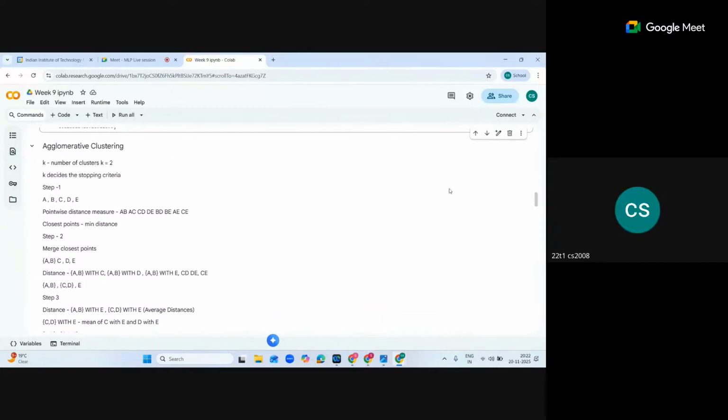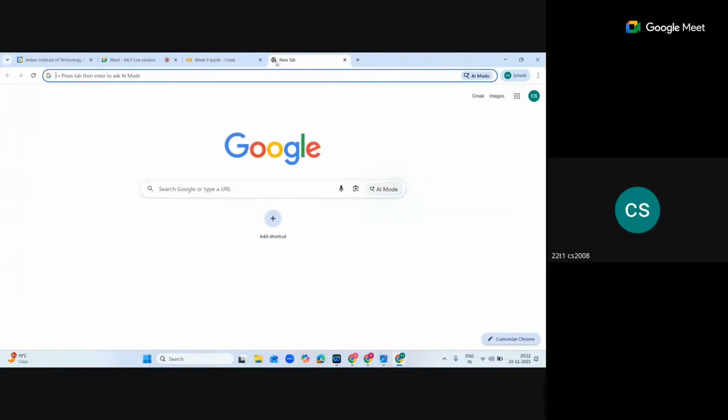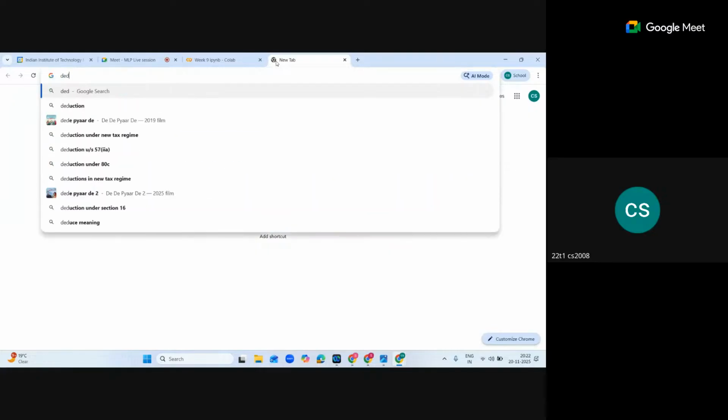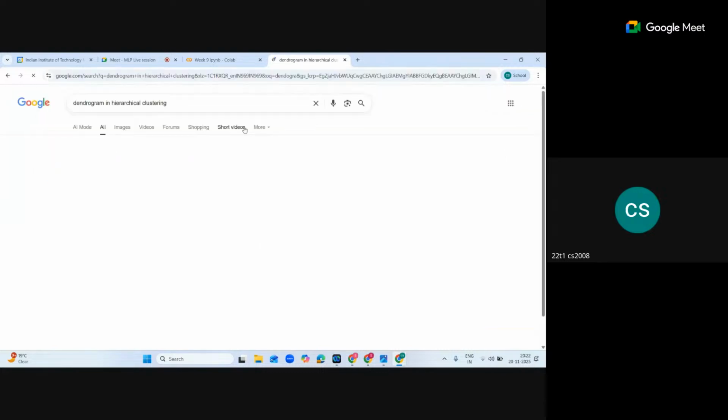Yes, sir. Okay, so let's now understand there is a specific way of visualizing agglomerative clustering, and the diagram is called a dendrogram. So let's see how that works. We'll compare it to the algorithm. It's nothing, it's just a representation.